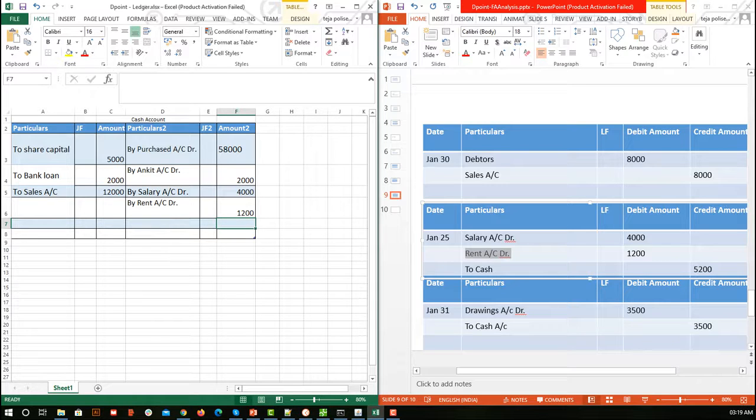Next, do we have cash account again? Yes, we have, and we have drawings account as a DR. So we are again going to do the buy, and yes, so what is our amount here? 3500. So that's how we filled everything for the cash account. So that was our last transaction with respect to cash account.